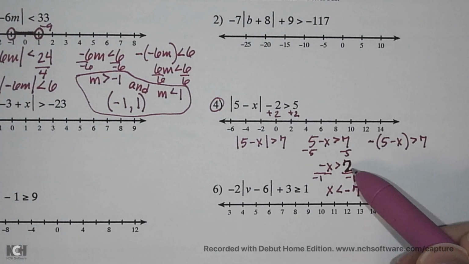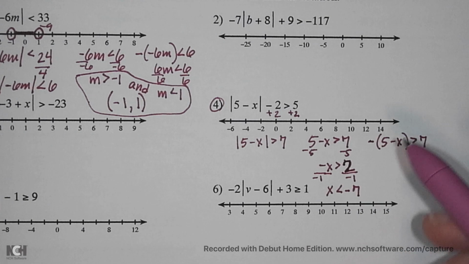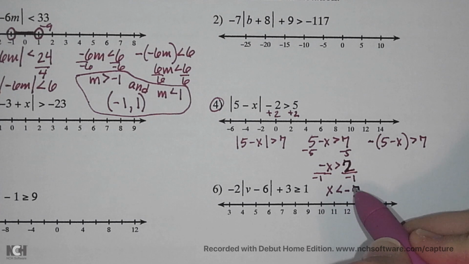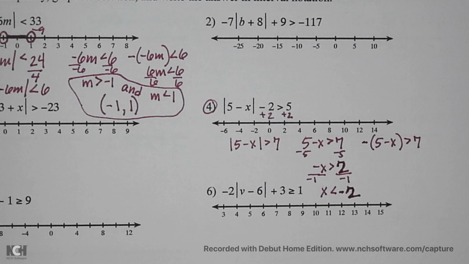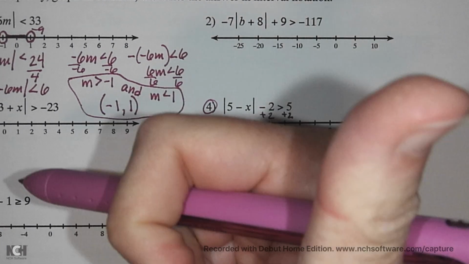And now 2 divided by negative 1 is going to be negative 2. Oh, I'm so lucky here because it's easy to make a 7 into a 2. Ha! Okay. All fixed up. Did you get x is less than negative 2? Good work.